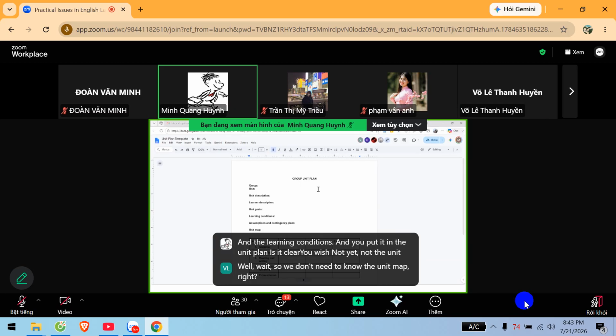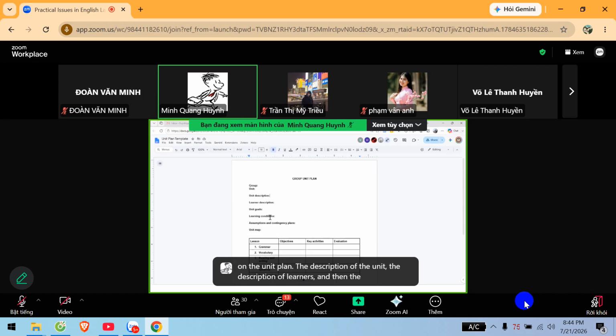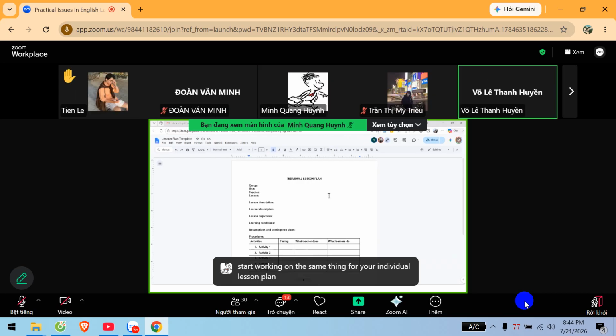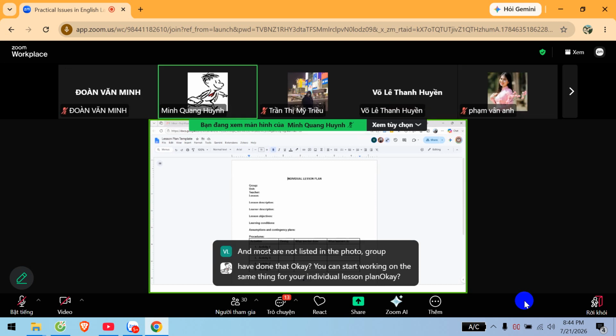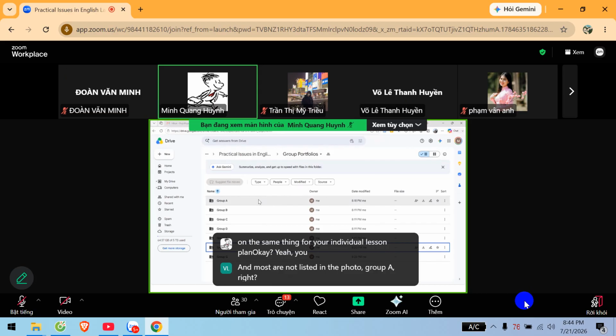Okay, just work on the unit plan, the description of the unit, the description of the learners, and then the learning conditions. Then if you have done that, you can start working on the same thing for your individual lesson plan. Then post all of these things in the folder group A, right? Yeah, you put that also in your own group.